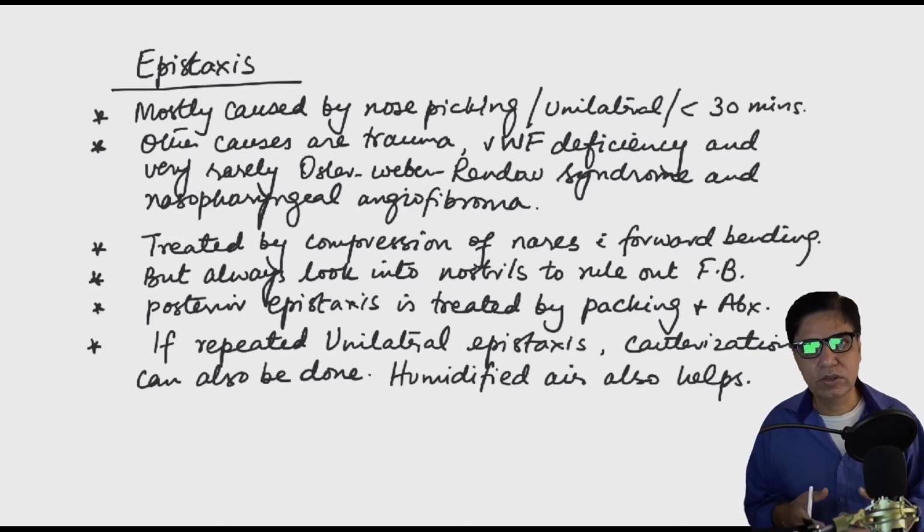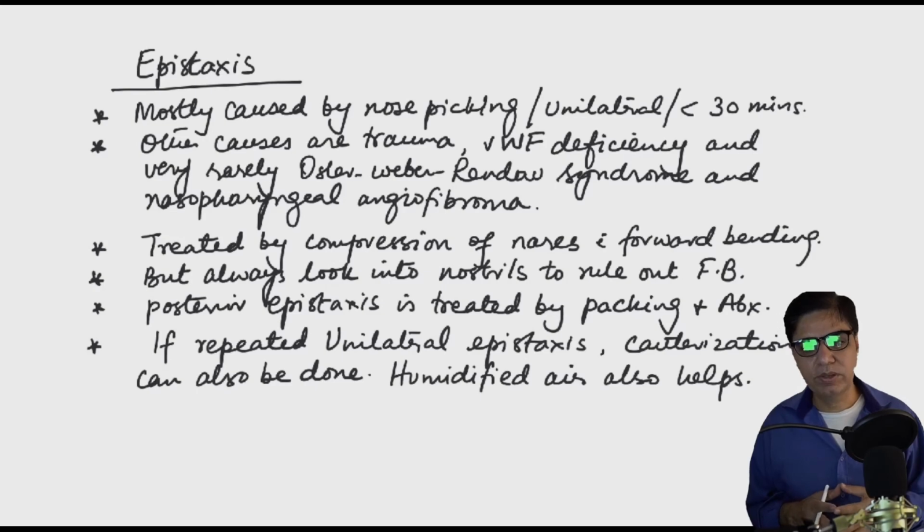So we treat it with pressure, yes, and if it is repeated, and if you haven't found any other cause, you have ruled out von Willebrand deficiency. If there's von Willebrand deficiency, we treat it with desmopressin. But if you have ruled out these other causes and somebody has recurrence, then cauterization can also help. So chemical or electric cauterization of the bleeders can help, or in cases of chronic epistaxis, sometimes humidified air also helps in improving it and reducing the recurrences.